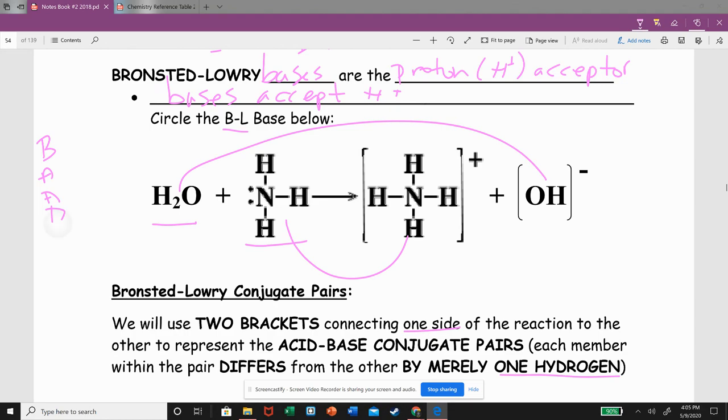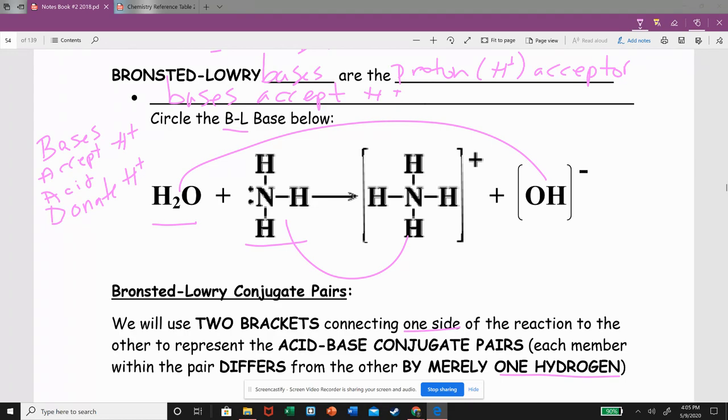Okay, so what does this whole bad theory mean? This Bronsted Lowry theory means bad: bases accept the H plus. This is just a memory trick to remember which ones accept and which ones donate. And then acids donate the H plus.